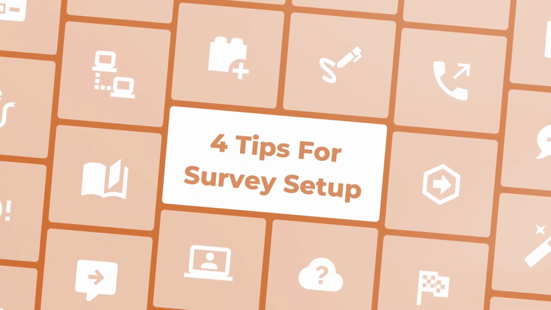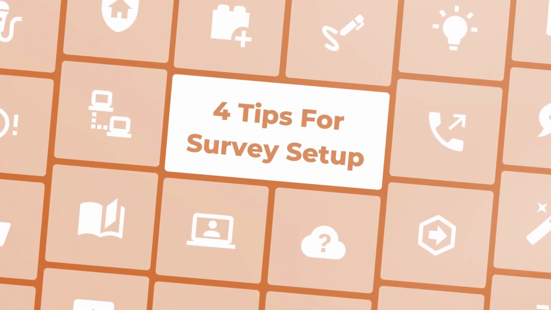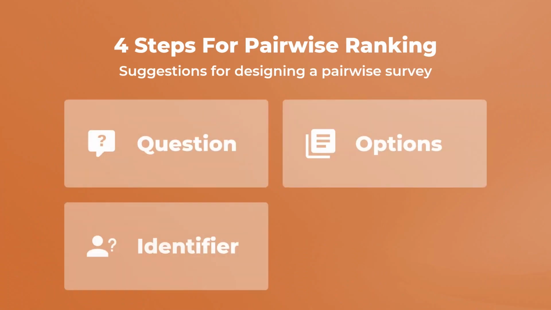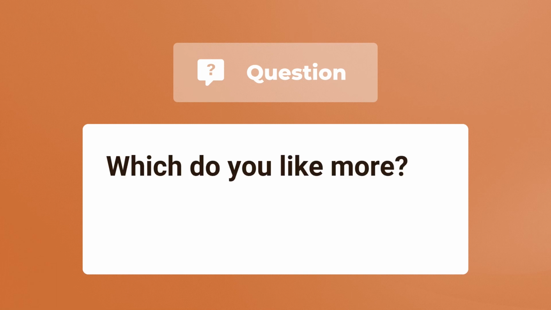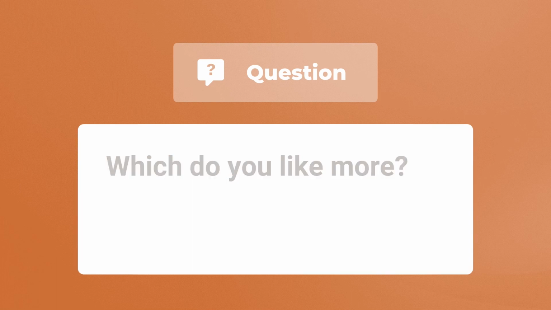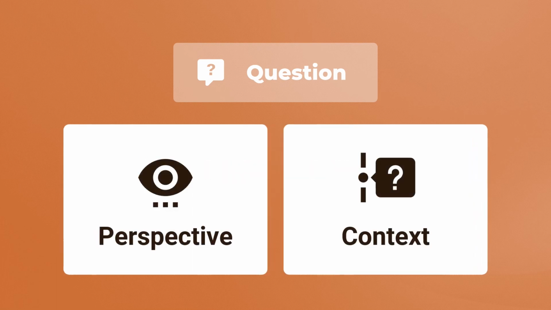Okay, by now you should definitely be feeling more informed and ready to create your own survey. Here are the 4 steps you should follow to nail this on your first go. The first step is writing the Pairwise question, which can be as simple as, which one do you like more? For research projects though, I tend to structure my Pairwise question using 2 things, perspective and context.